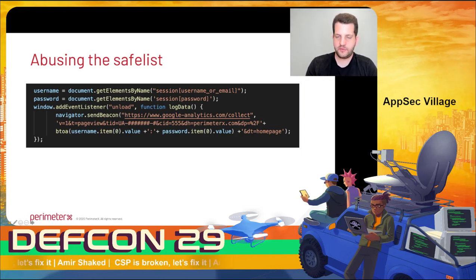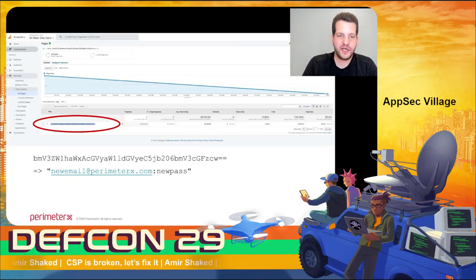The code is pretty simple and straightforward. And then we go into the Google Analytics page. We have the information, extract the report, base64, and there we have it, username and password being collected. And all the protections that we try to build collapse under the fact that we just whitelisted Google Analytics.